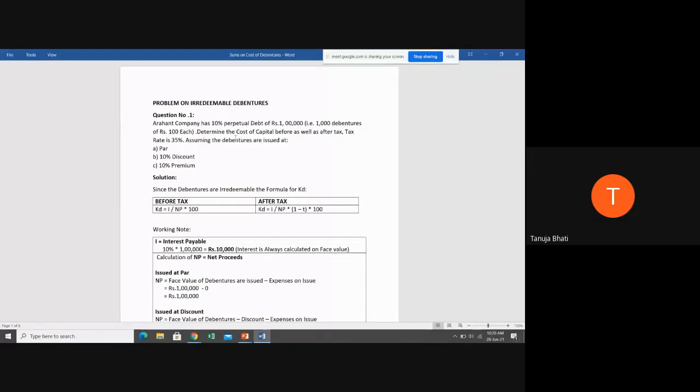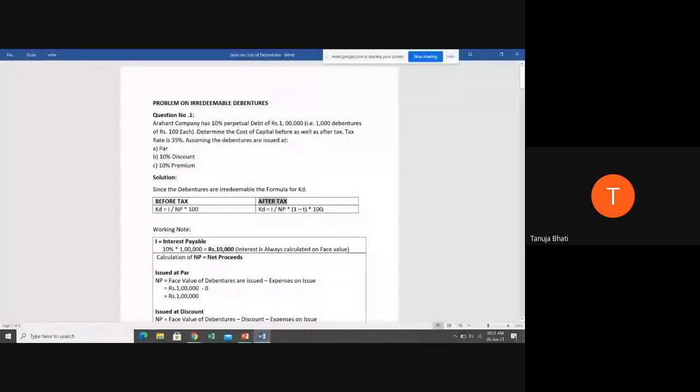Okay. Now we have identified that it is irredeemable debentures. Now we know that for irredeemable debentures, there are two formulas. One is before tax and one is after tax. And in this particular problem, they have asked us both before as well as after tax. So first thing, always write the formula. Once you write the formula, you will know what you have to calculate and what is already given. So solution, since the debentures are irredeemable, the formula for KD: if it is before tax, it is I divided by NP into 100. And after tax, it is I divided by NP into (1 minus T) into 100.